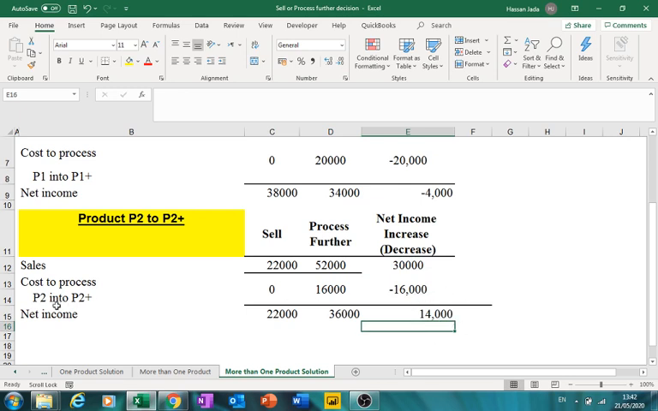If we process P2 to P2 plus, then the decision here is to process P2 and convert it to P2 plus, because this will increase the net income of the company by $14,000. Okay, this is the second example of more than one product. Here we have two products of the sell or process further decision type. Okay, thank you.